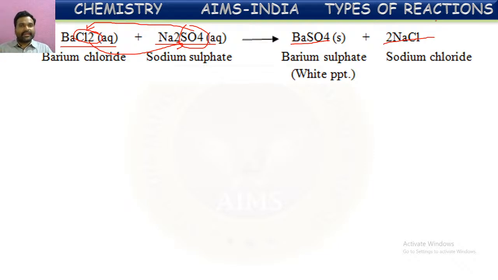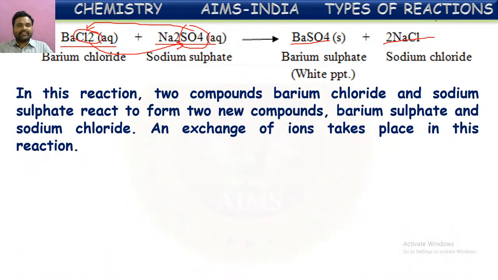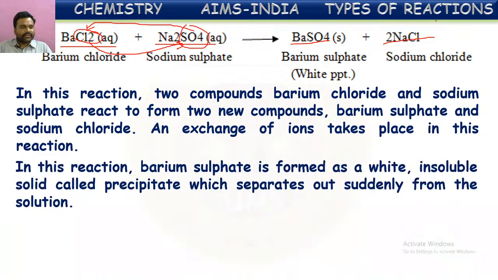So this is a double displacement reaction or double decomposition reaction. In this reaction, two compounds, barium chloride and sodium sulphate, react to form new compounds, barium sulphate and sodium chloride. An exchange of ions has taken place in this reaction. In this reaction, the barium sulphate formed is a white insoluble solid called a precipitate, which separates out suddenly from the solution.